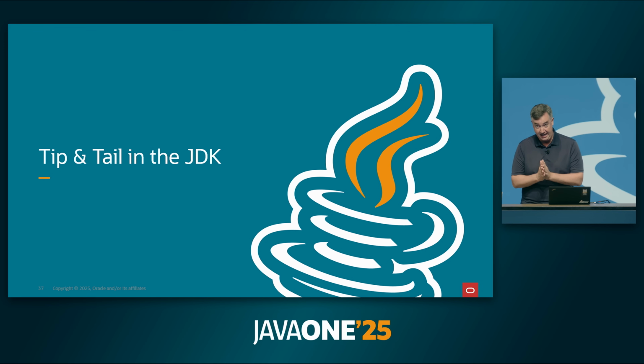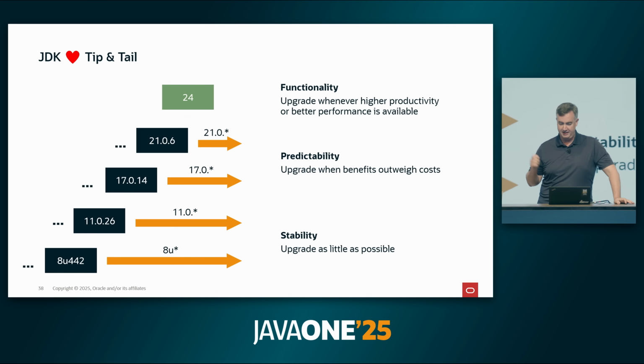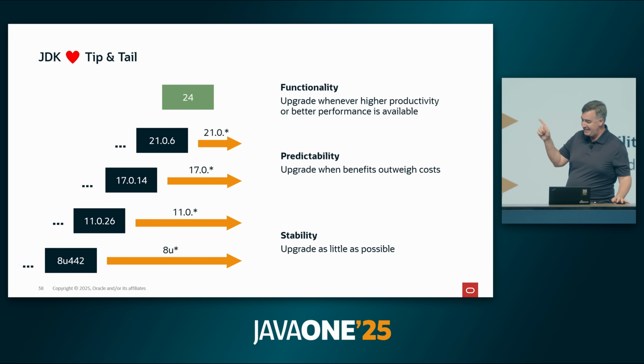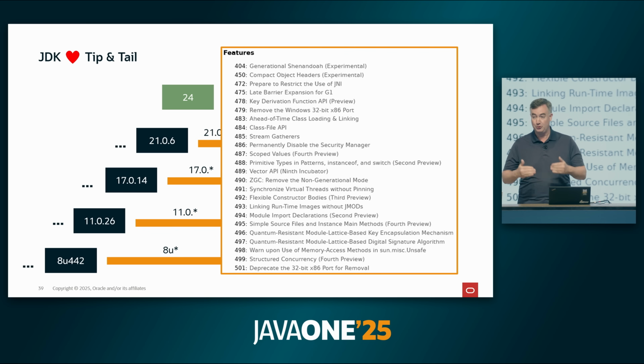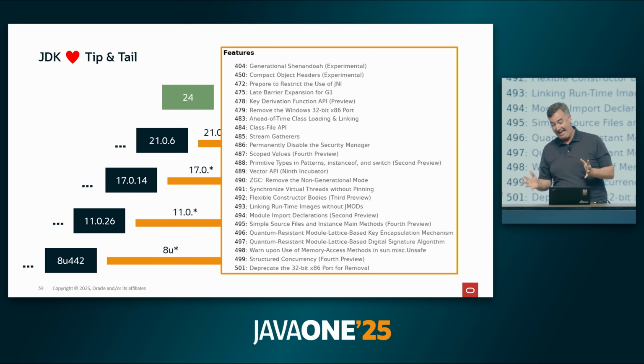Now, in the JDK, we adopted tip and tail back in 2017. This slide will look familiar, but now the versions are real JDK versions. The tip release of the JDK at the top is now 24. The tip release contains all the new features that are ready. As it happens, there are 24 JEPs in JDK 24, delivering major new features like the Stream Gatherers API and new security APIs, and literally thousands of functional enhancements, bug fixes, security patches, and performance improvements.